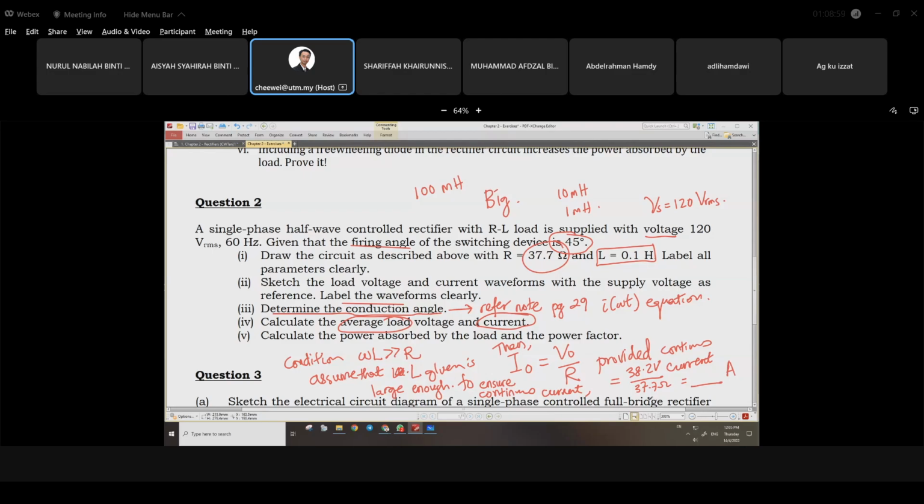Any question? This one I do the simplification or approximation provided that the L is large, and in this case it is large. If given 0.001 or just 1 milli or 10 milli, they are small, so we cannot do this approximation, unless the sentence says: assume that the L is large enough to ensure continuous current. Then you can do this.